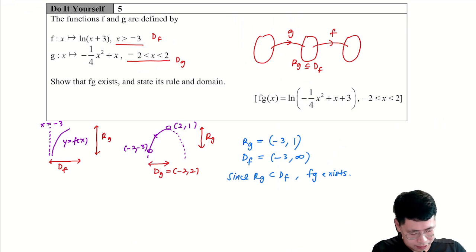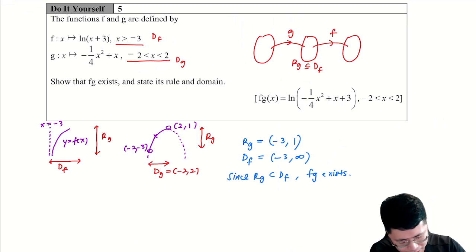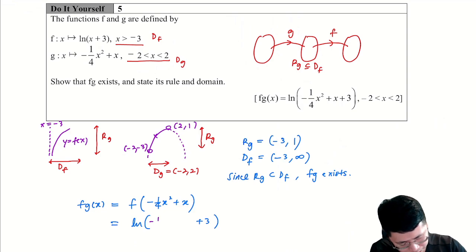Now second one, state the rule and domain. All right, so the rule is going to be fg(x). So f of this. I'm going to put in g(x), and then pass through the function of f. So it will be ln of whatever that is plus 3. So this one will be ln of negative 1 over 4 x squared plus x plus 3.